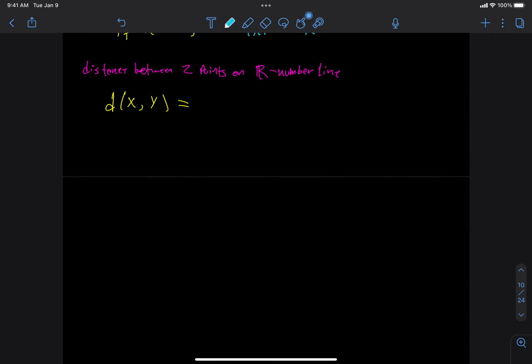So let me draw a diagram. Let's say we want to measure the distance between 2 points, like 1 and 7. Then I can measure the distance between 2 points on the real number line. Let's call the 2 points x and y. The way we're going to do that is by taking the absolute value of x minus y, which is coincidentally the same thing as the absolute value of y minus x.